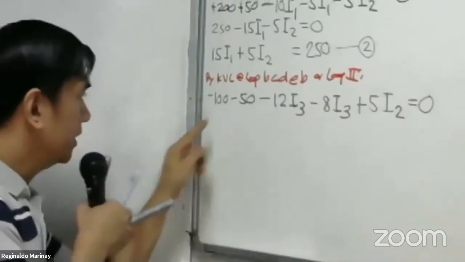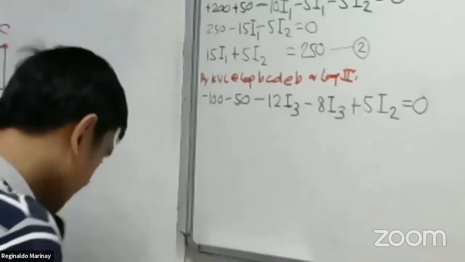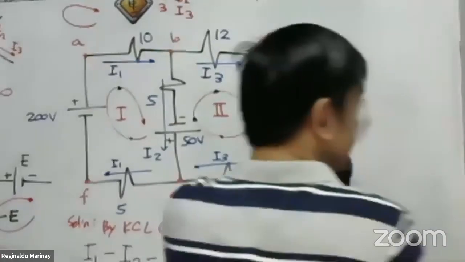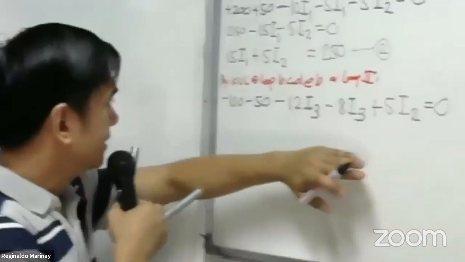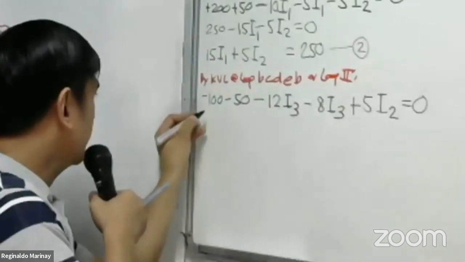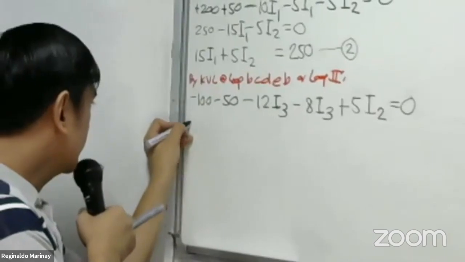How many terms do we have here? 1, 2, 3, 4, 1, 2, 3, 4, 5. What about here? We have 1, 2, 3, 4, 5. So therefore, it is already complete. Now, take a look here. Let us simplify algebraically. So we have here negative 150.